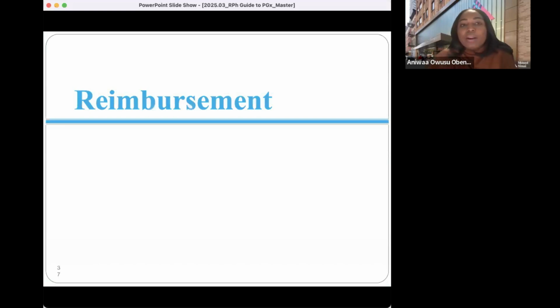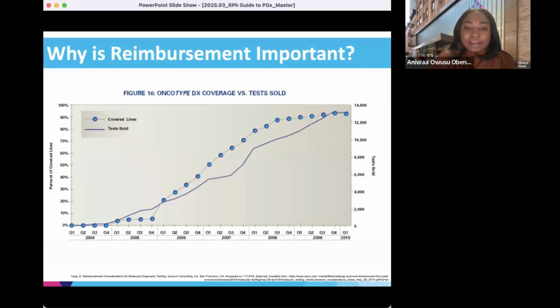So maybe you'll be wondering, what about reimbursement? Are we paying for this test? We all know, as this graph is showing, that as reimbursement increases or as test coverage increases, the more tests are sold, right? So if patients know that the insurance will cover this test, if doctors know that the insurance will cover this test, then more of them are willing to order the test because they don't want patients to be burdened with extra costs, right? So we know reimbursement is really important here. Coverage definitely impacts the test volume and usage.